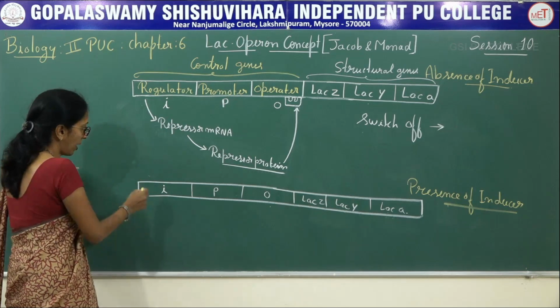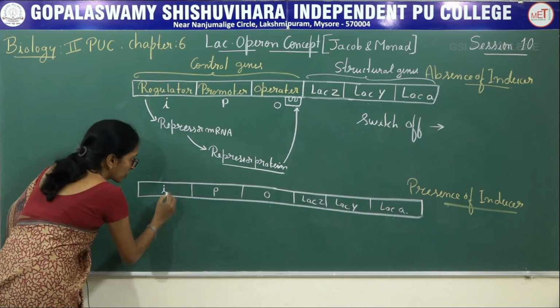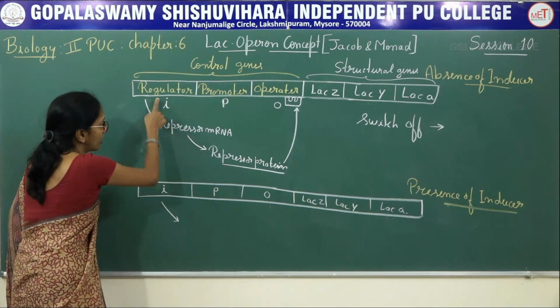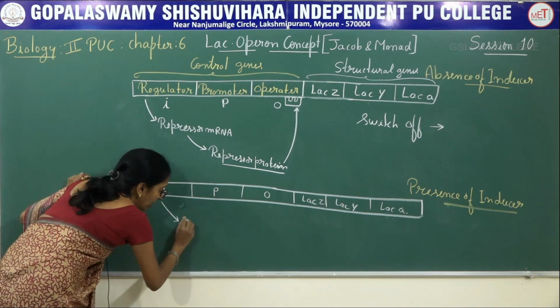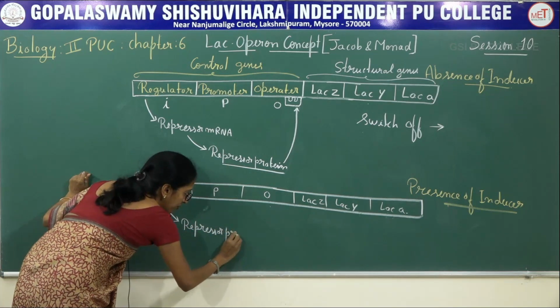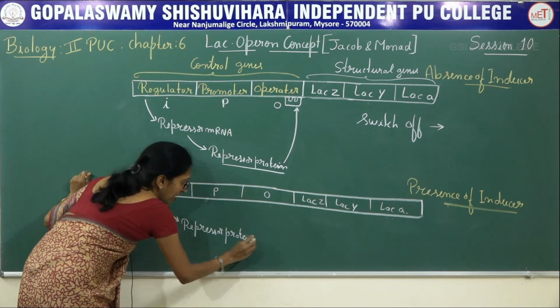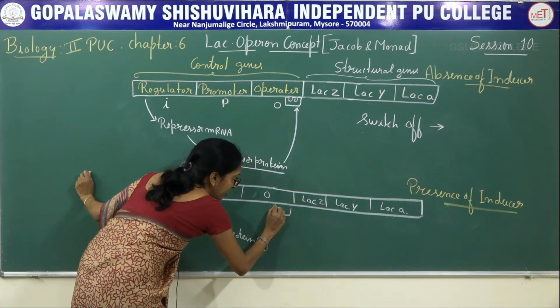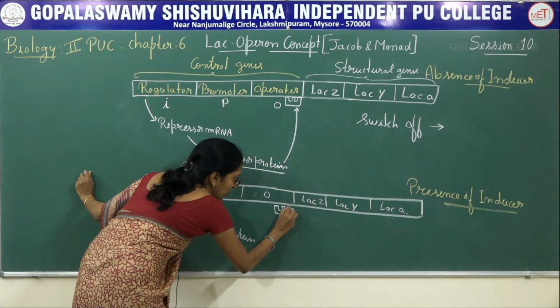So in this case what happens? Here also the same thing, the regulator produces repressor protein. Now this binds with the operator like this, binds with the operator.